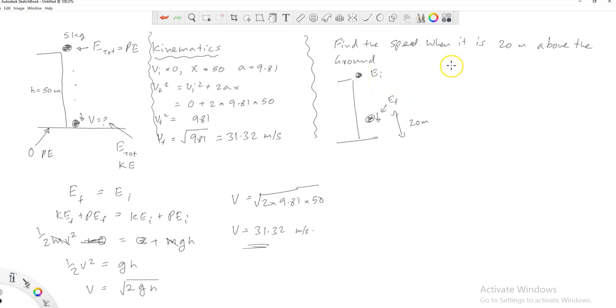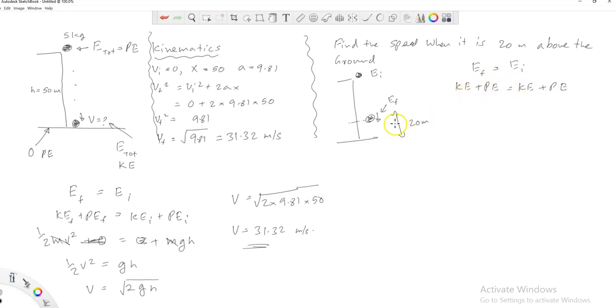So we know that E final equals E initial. E final at this point, it has kinetic energy plus it has potential energy because it's still above the ground, equals energy initial, kinetic plus PE. You don't have to write this all the time. I write it so that you see what I'm doing, where these numbers are coming from.